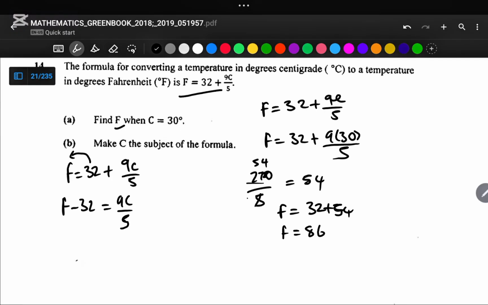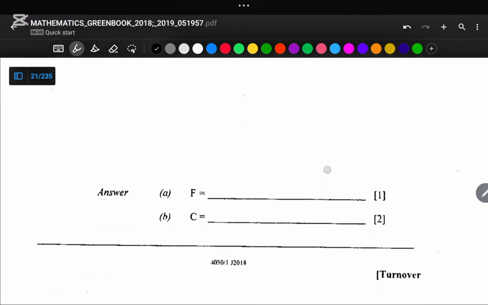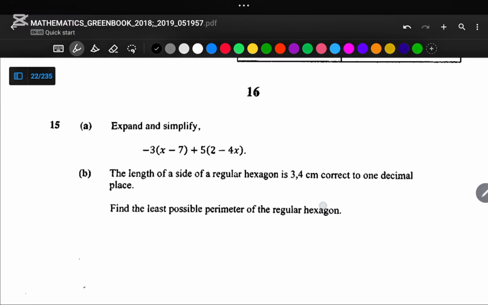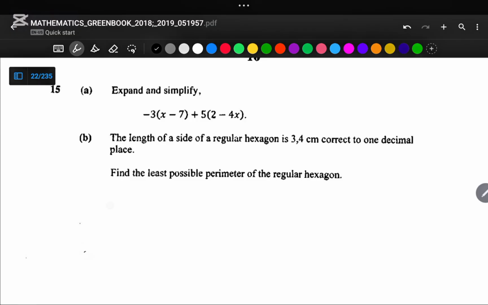To get rid of the fraction on the right hand side of the equation, we multiply both sides by 5. So it is 5 times (F minus 32) equal to 9C, and then we divide both sides by 9. So it is now 5 over 9 times (F minus 32), and it is equal to C. So this is our final answer. And let us move on to number 15. Number 15 says expand and simplify minus 3 times (x minus 7) plus 5 times (2 minus 4x). So you are required to expand and simplify.